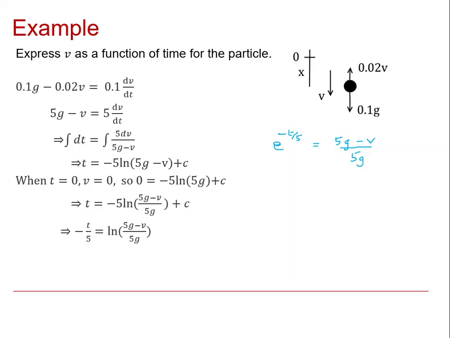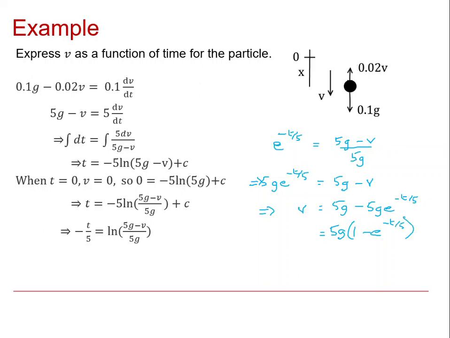Now we want to get that in the form v equals, so if we multiply by 5g, we'll have 5g e to the minus t over 5 is equal to 5g minus v. That's getting there now. So if we put the v on the left and the 5g times the e bit on the right, we get v equals 5g minus 5g e to the minus t over 5. And that can be more economically expressed as 5g bracket 1 minus e to the minus t over 5.